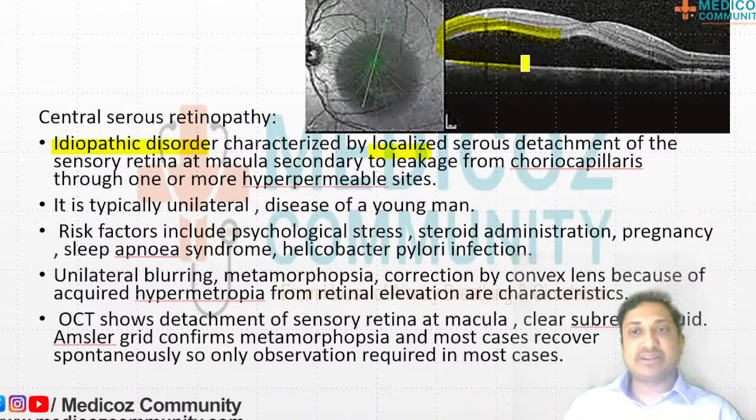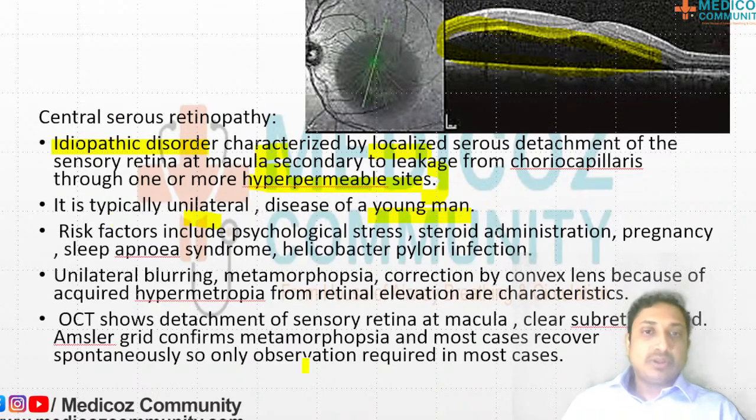only localized central serous retinal detachment in the sensory retina at the macula, secondary to the leakage from choriocapillaries through one or more hyperpermeable sites. So remember that this is secondary to the leakage from choriocapillaries. It is typically unilateral and it is a disease of young men with type A personality. The risk factors include psychological stress, steroid administration, pregnancy, sleep apnea syndrome, and Helicobacter pylori infection.